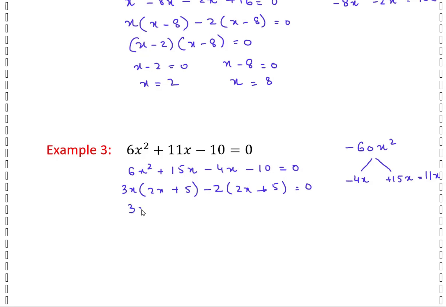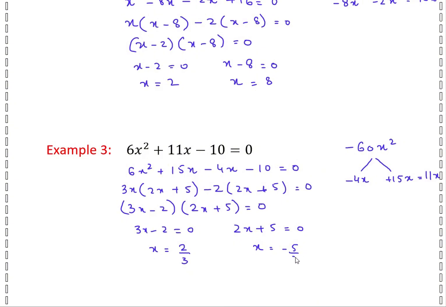So 3x minus 2, 2x plus 5 is equal to 0. We'll equate each factor to 0. 3x minus 2 is equal to 0. 2x plus 5 is equal to 0. So x is equal to 2 upon 3 and x is equal to minus 5 upon 2.